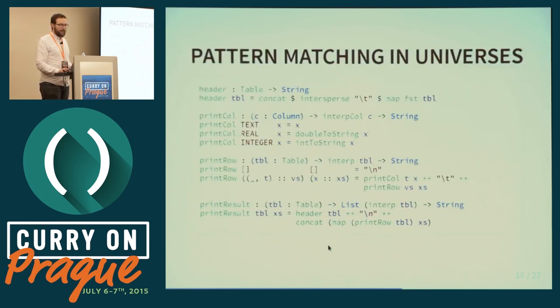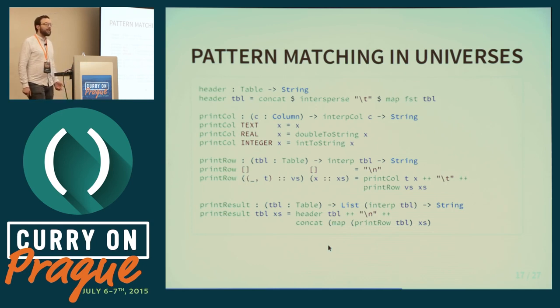I can take in any description and then calculate something based on its interpretation. In other words, I can regain the kinds of things I'd want to pattern match on types for. So let's say I want to print out the result of a query to my database. I can then write a function that prints a header for it, and that takes a schema, and it returns a string. And what that's doing is it's taking the first projection, which remember is the column name, sticking a bunch of tab characters in between, and then concatenating it.